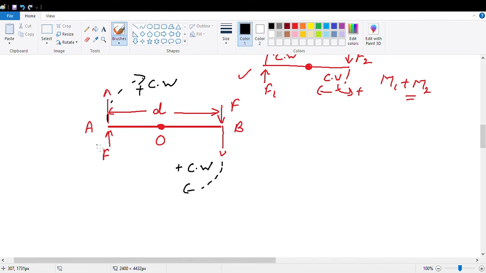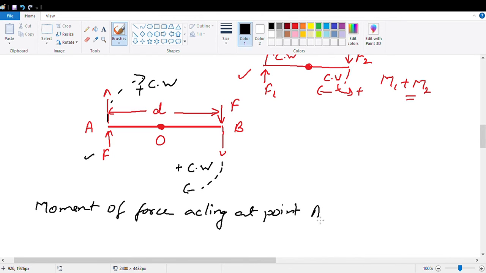Now considering one by one, I will consider this force. The moment of force acting at point A will be equal to F into the distance from the pivot. This is the distance, that will be F into OA. Similarly, the moment of force acting at point B will be equal to F into OB. For this force, the distance is OB.